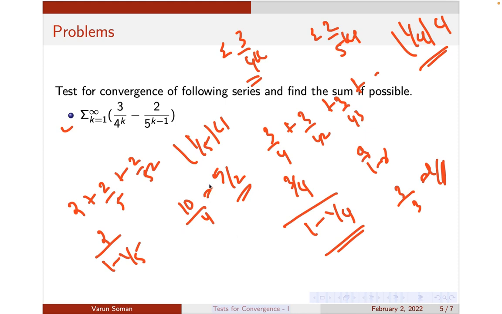Okay, so what will be the final sum? The final sum will simply be 1 minus 5 by 2. Okay, so we can check it out. This is a consequence of the previous results which we discussed. This is a geometric series, this is a geometric series, so the difference will be the difference of their sums. Okay, so that is one idea.